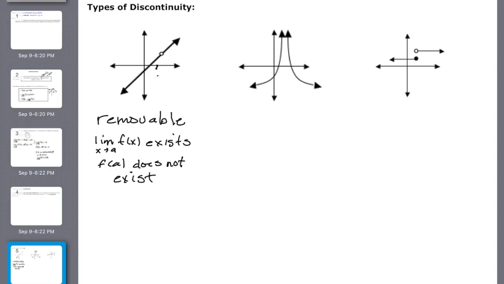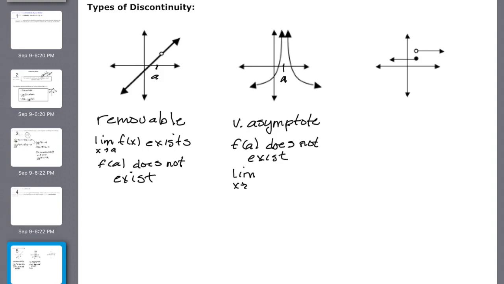So if that were, of course, a. The second one is an infinite discontinuity or a vertical asymptote. Here both f of a does not exist, and the limit does not exist. So 1 and 2 of the definition of continuity are not met.